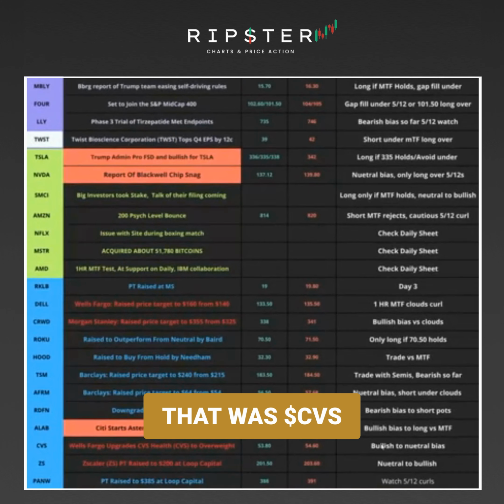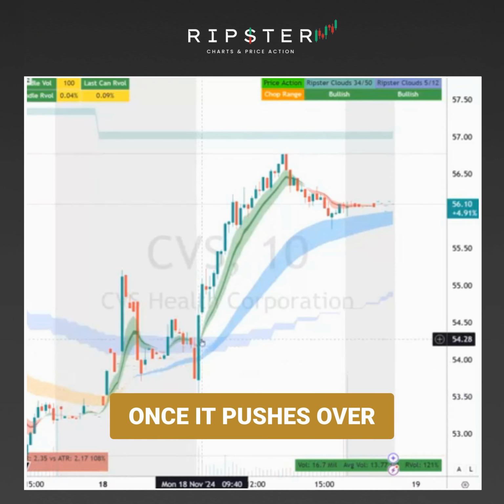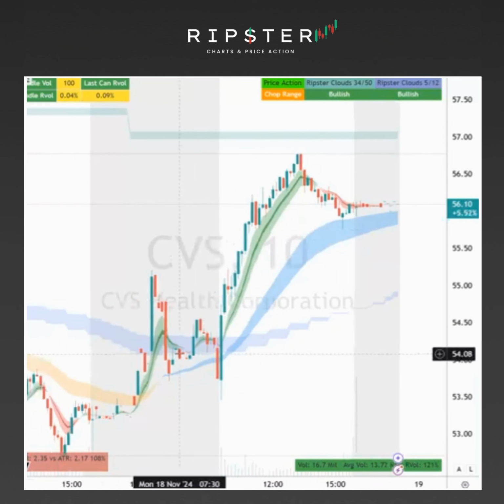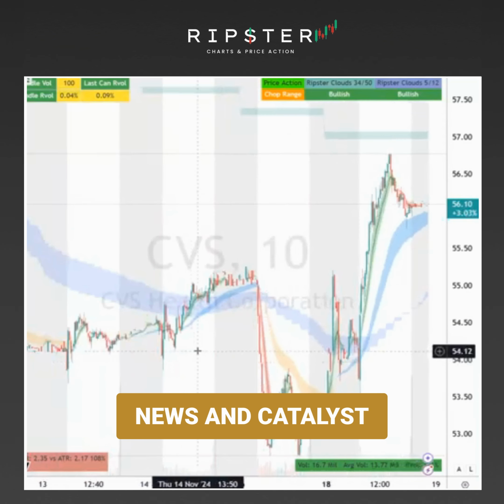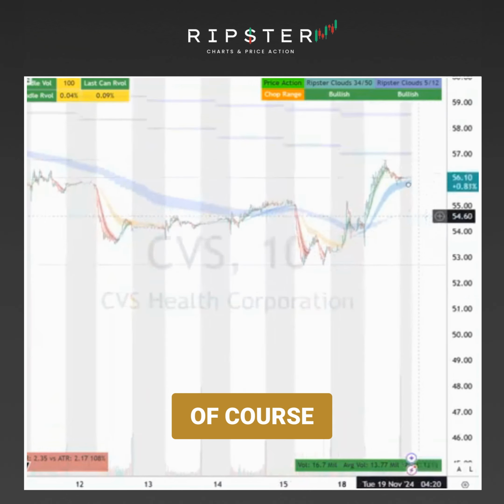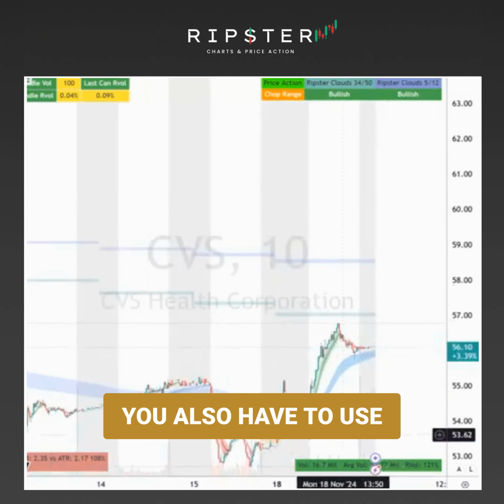Another example was CVS, bullish to neutral buys. Once it pushes out the MTF cloud, that's a long, and it was another couple bucks long in the community with MTF clouds. So that's what MTF clouds provide, especially if there's news and a catalyst. It provides you a big level on the 1 hour 34 50 EMAs. Of course you don't just blindly follow the clouds, you also have to use your support levels.